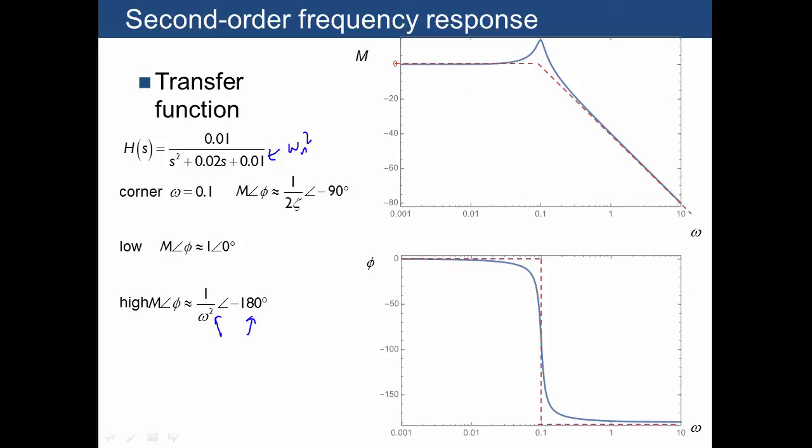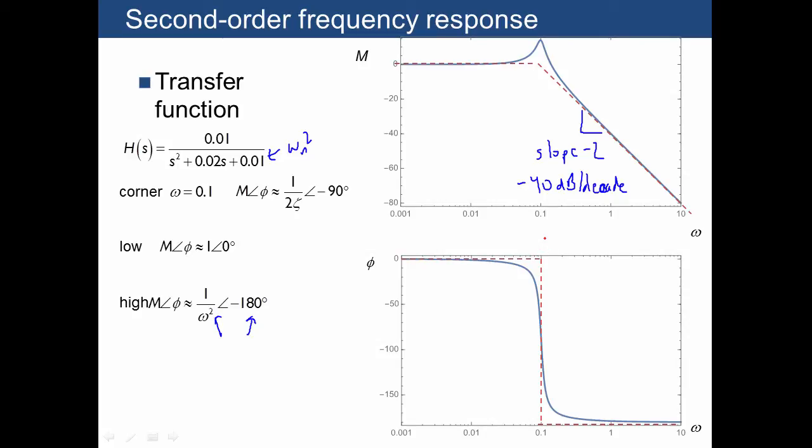The asymptotes that we draw are given here with the dashed red line. First we have a magnitude of 1 up until the corner frequency, and then the asymptote is going to be a slope of negative 2, or in terms of dB, negative 40 dB per decade. The phase asymptotes are going to be 0 and negative 180 degrees, with again a transition occurring at the corner frequency.